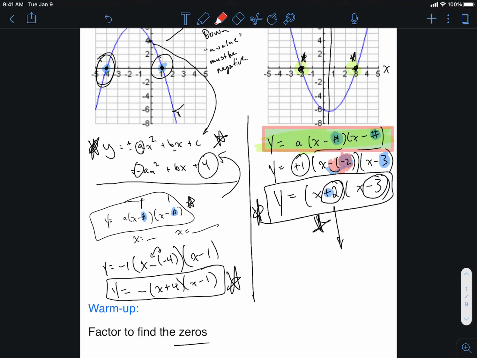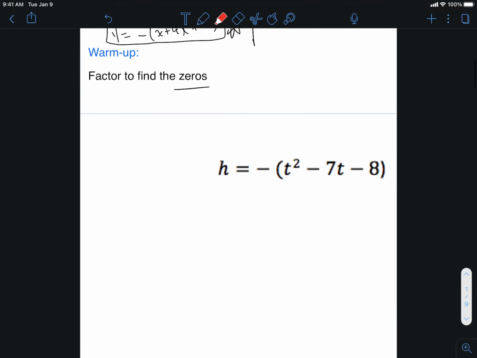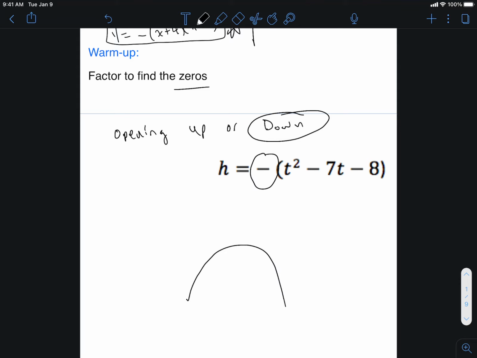Okay? So let's go down. Here's what we have to do here. We have to factor this thing. Okay? I guess my opening question is this opening or direction of opening? It's opening down because of the negative. All right, so I know my parabola is going to do something like this, right? It's frowning. It's not this. Okay.